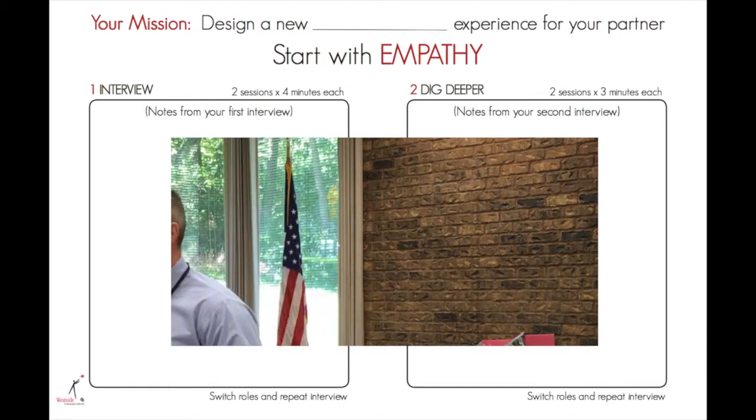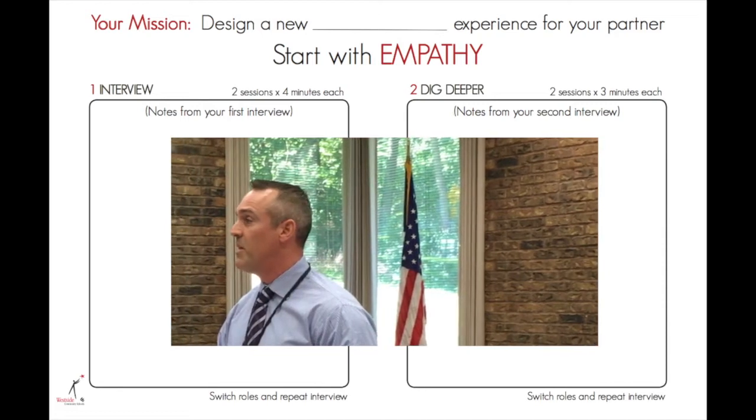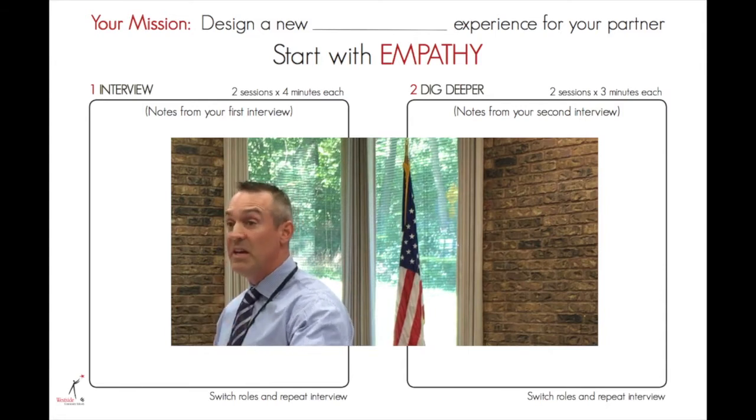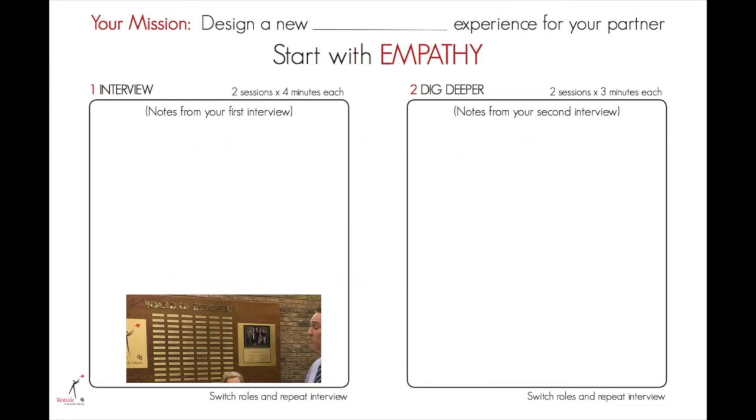So the first thing we're going to do is start with empathy. And what I want you to think about is something around the topic of gift-giving. So maybe it's receiving a gift, maybe it's giving gifts. What's a problem that you have around the topic of gift giving? And I will share an example for you.